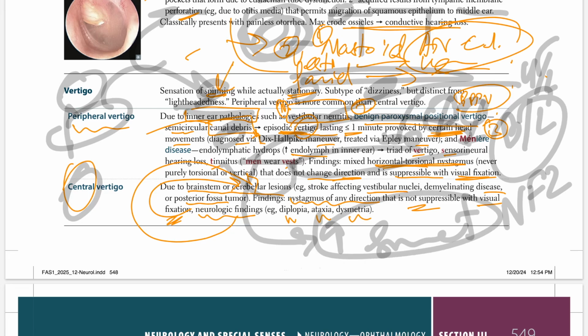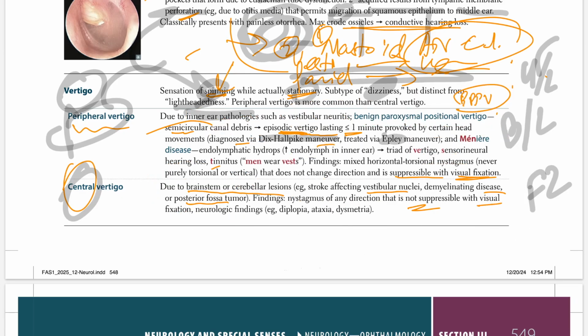And why is increased sweating a matter here? Because we have an increase in endolymph. So you're going to associate men wear vests with increased sweating as Meniere's disease, where there is an increase in endolymph. And endolymph is where? Endolymph is in the scala media, in the cochlear duct, right? Which is also known as the cochlear duct, right? And the triad is very high yield.